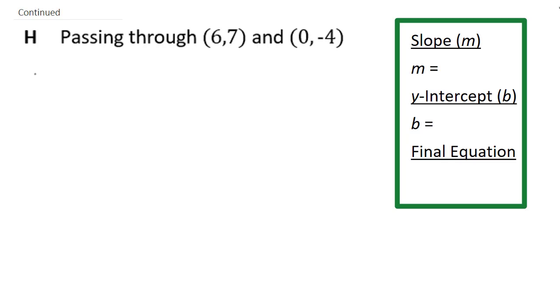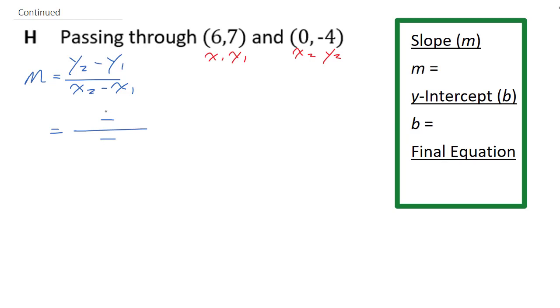So what do we do when we're given 2 points? We have to use the slope formula. The slope formula is y2 minus y1 over x2 minus x1. So label your points appropriately. Doesn't matter who's the 1s or 2s. I always go x1, y1, x2, y2. All right, so let's sub those numbers into our formula. Now be careful of double negatives.